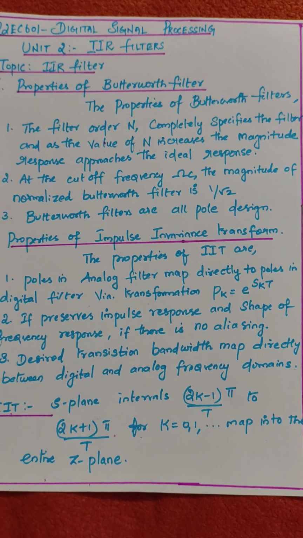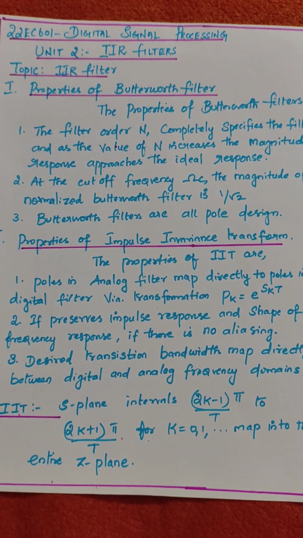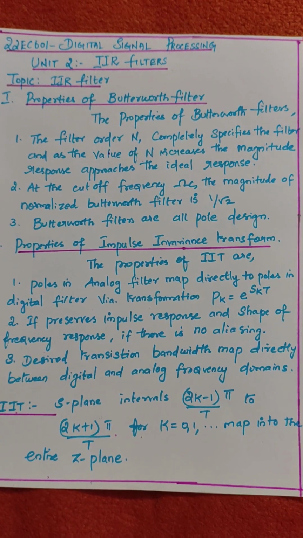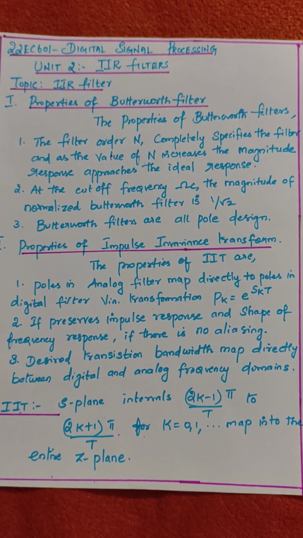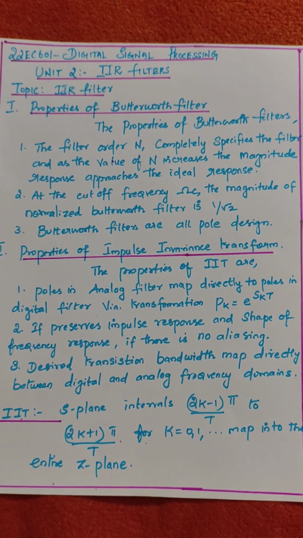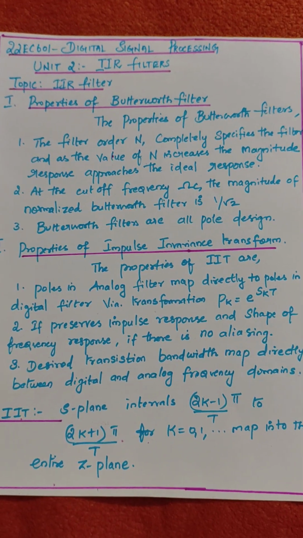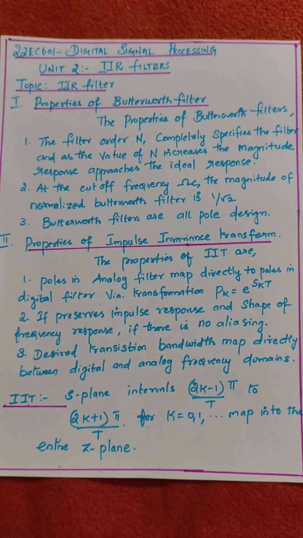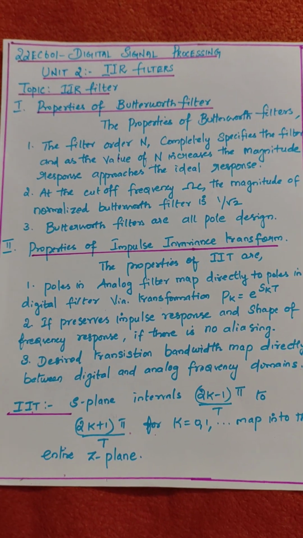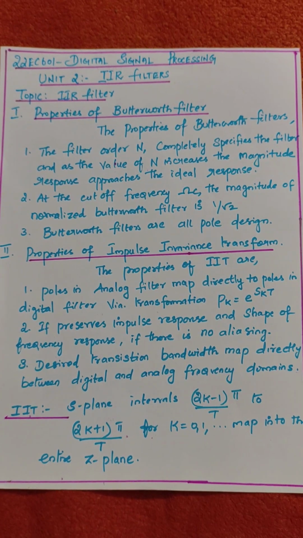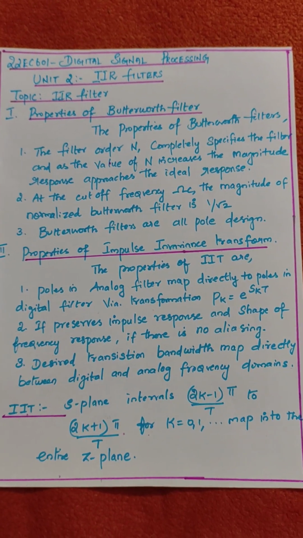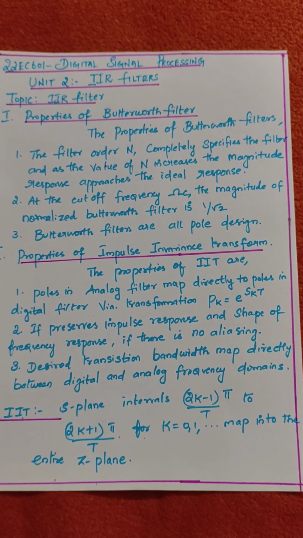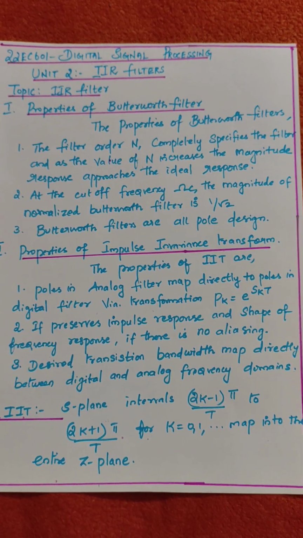For any kind of filter such as low pass, high pass or band pass, you need to compare both. Number 2. At the cutoff frequency omega c, the magnitude of the normalized Butterworth filter is 1 by root 2. Any curve you draw, you have to take the bandwidth as 1 by root 2, that is called 3 dB, 0.707. There you can calculate the bandwidth of the high frequency as well as the low frequency of any low pass, high pass, band pass and band stop filters. Number 3. Butterworth filters are all pole design. Here you have the poles; it will be based on only the poles. The denominator is what you are going to design.